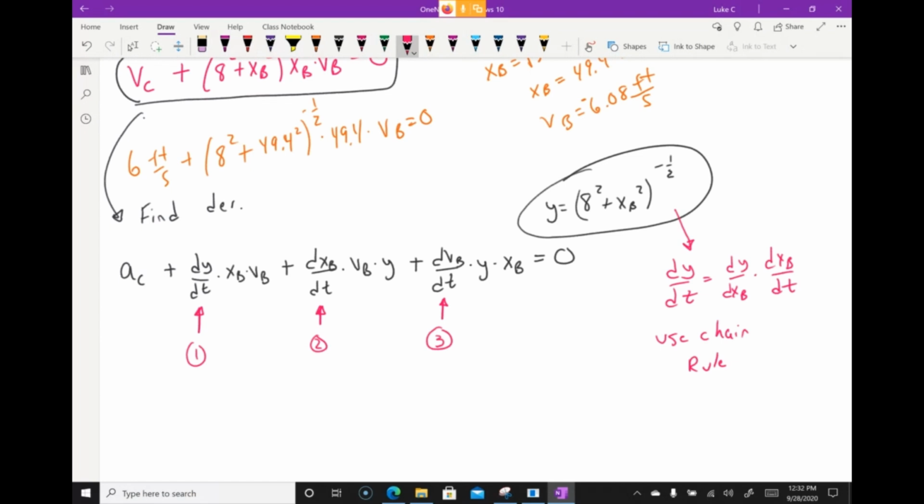I'm pretty sure there's a problem on the homework that deals with this. Find accelerations. Okay. So I have just covered everything there is for dependent motion.